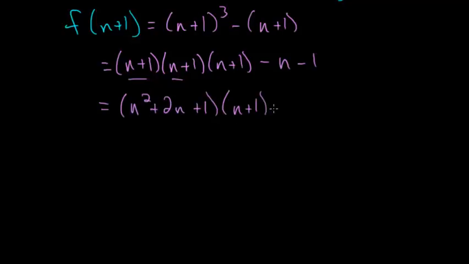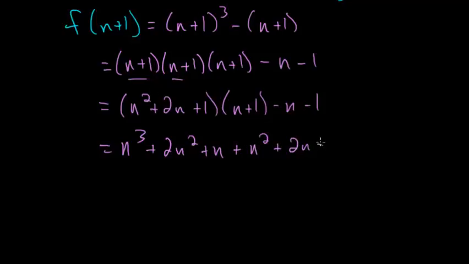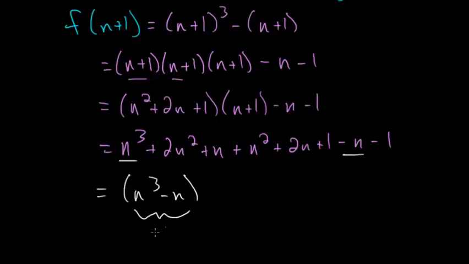And now we just have to multiply it by n plus 1. So we'll distribute this n first, so that we have n to the third plus 2n squared plus n. And now distributing the 1, we have n squared plus 2n plus 1 minus n minus 1. What you can notice right away is that we have n cubed minus n, which is the original f of n. So this here is simply f of n, which we've assumed is divisible by 3.